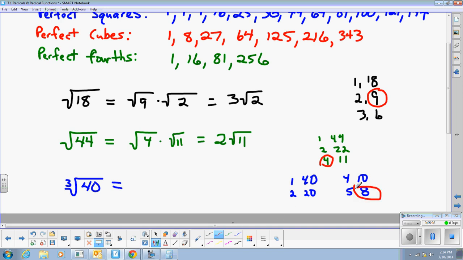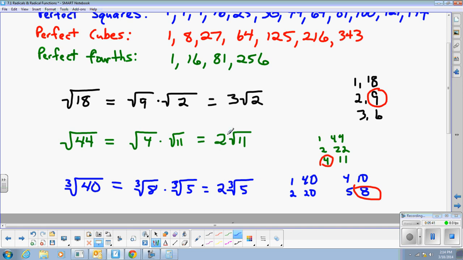So what I will do then is break this apart using the product rule into two separate factors, and I say the cube root of 8 times the cube root of 5. And what does that equal? The cube root of 8 happens to be 2. So I say 2 times the cube root of 5. So I have 2 on the outside of the radical sign now because the cube root of 8 is 2. And then that's times the cube root of 5.